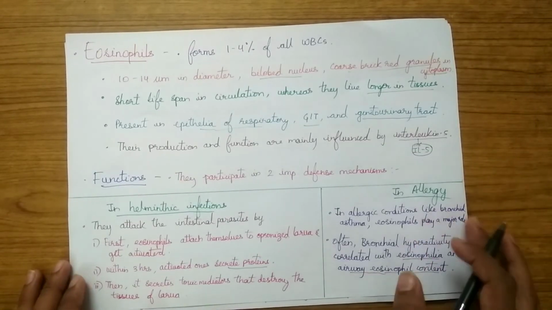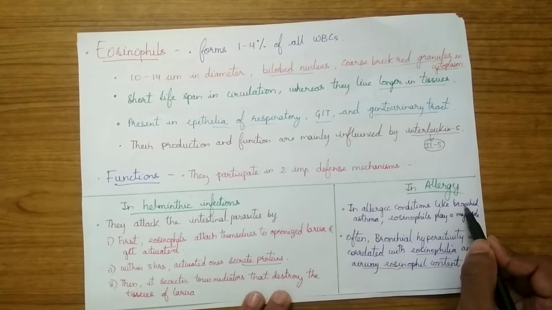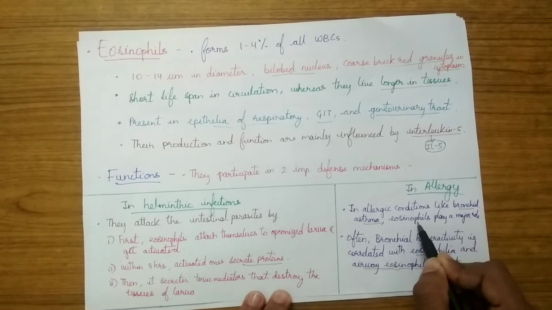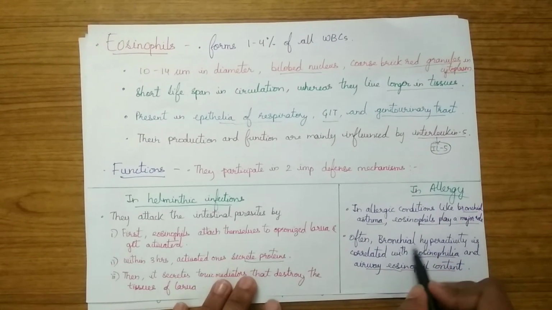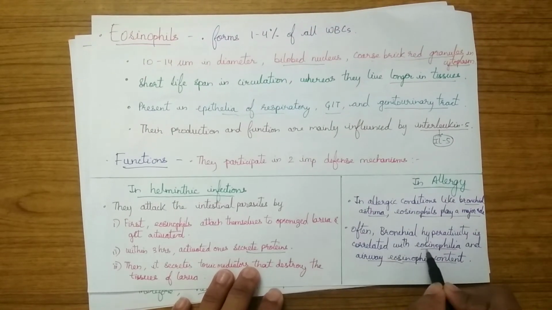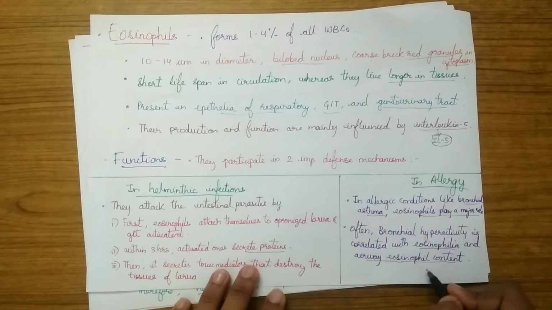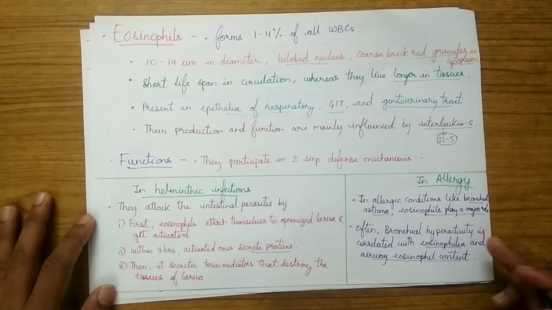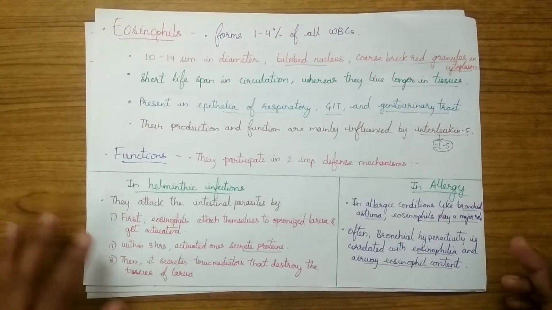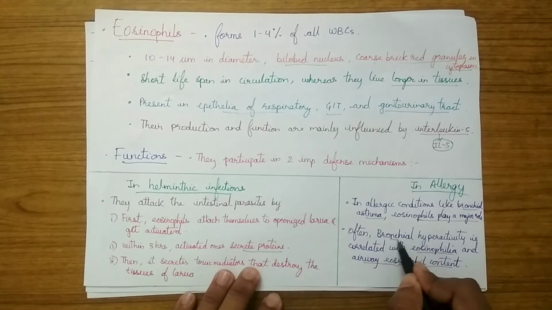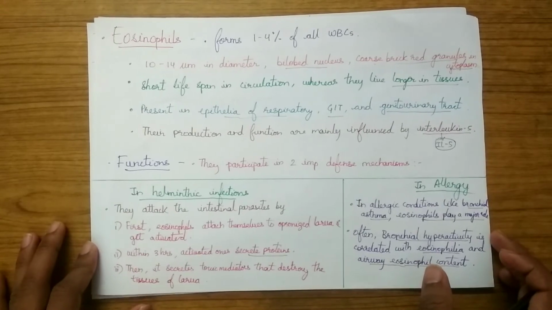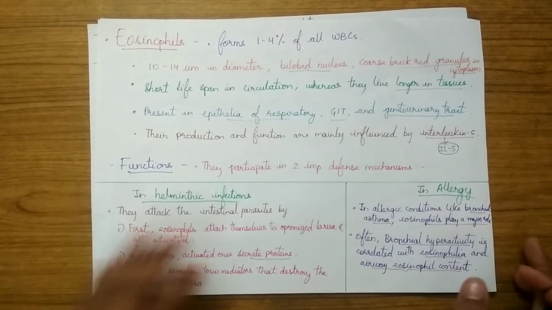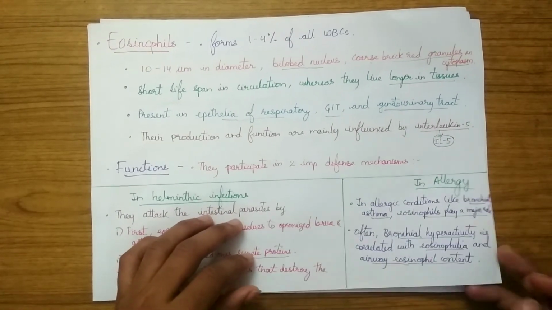And in allergic reactions, like bronchial asthma, it plays a major role. It is often said that bronchial hyperactivity is always correlated with eosinophilia and airway eosinophil content. So when the eosinophil content is more, you can say that there is bronchial hyperactivity, and it is often decreased by giving a dose of glucocorticoid, which decreases the content of eosinophils in the body.